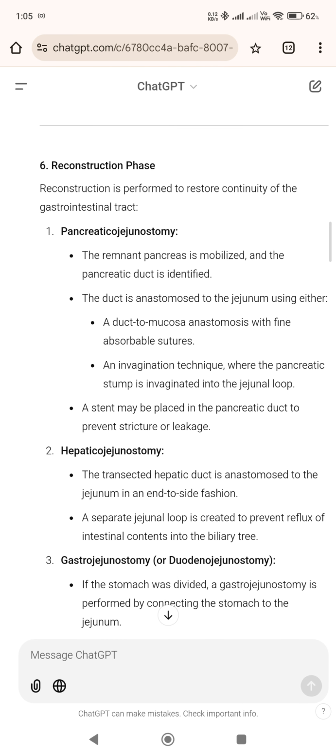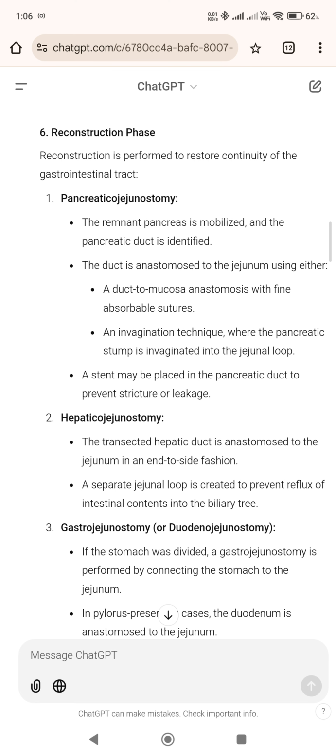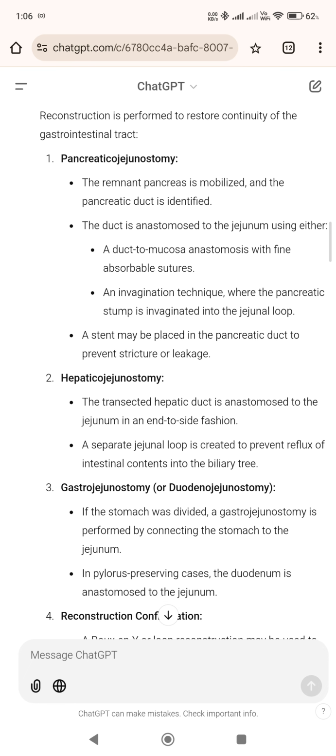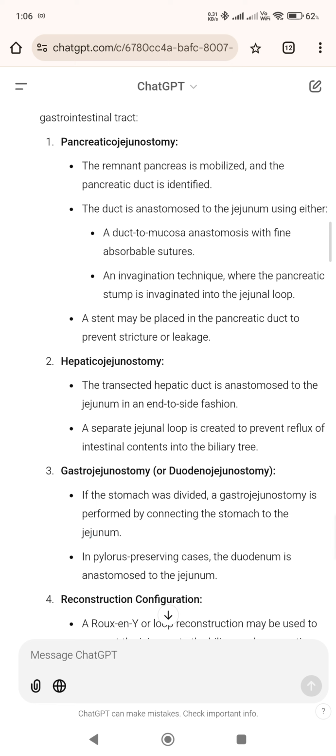6. Reconstruction phase. Reconstruction is performed to restore continuity of the gastrointestinal tract. 1. Pancreaticojejunostomy. The remnant pancreas is mobilized and the pancreatic duct is identified. The duct is anastomosed to the jejunum using either a duct to mucosa anastomosis with fine absorbable sutures, or an invagination technique where the pancreatic stump is invaginated into the jejunal loop. A stent may be placed in the pancreatic duct to prevent stricture or leakage.